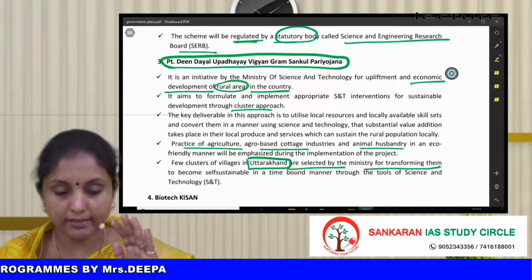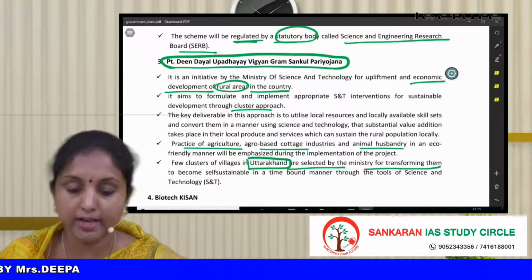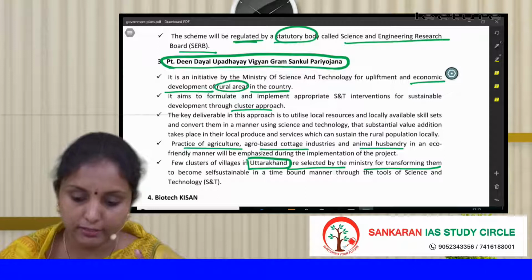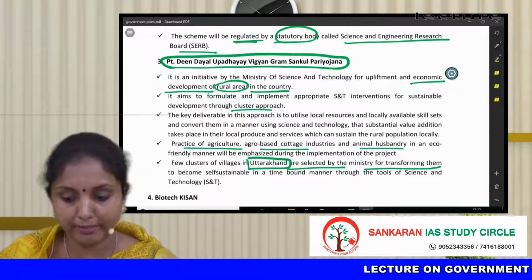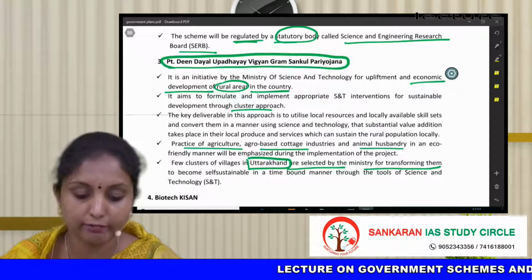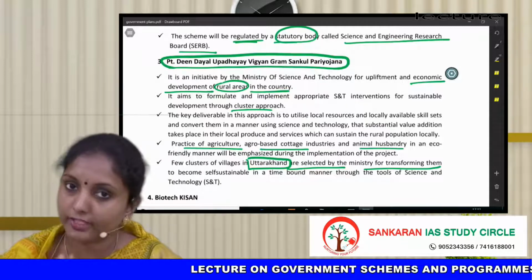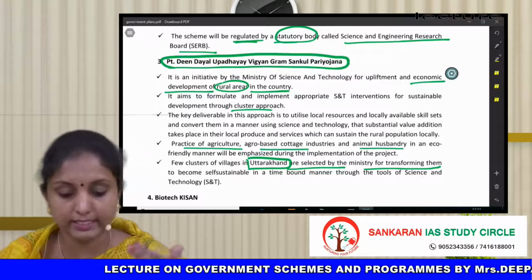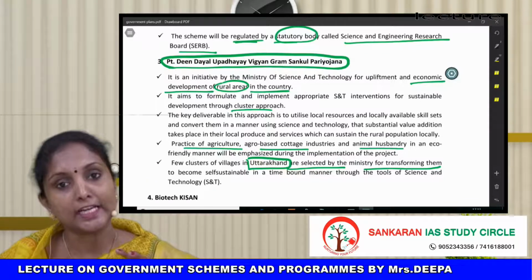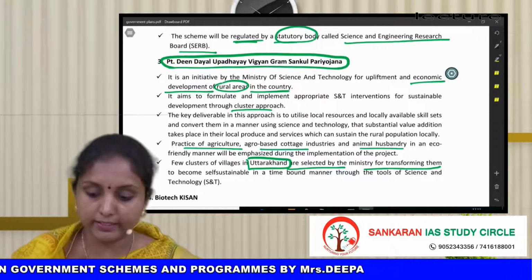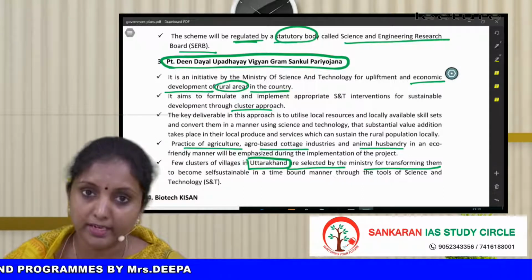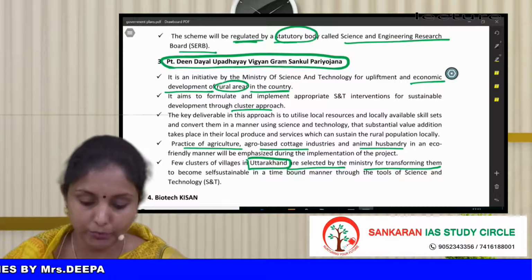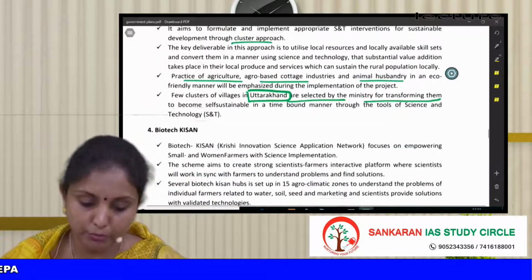So under Pandit Deen Dayal Upadhyaya Vigyan Gramma Sankul Yojana, the first point is to improve or uplift the economic development of rural areas in the country. The first point is important. The second one is it is based on the cluster approach. The third one is it is implemented in Uttarakhand for the first time. Okay, that's about the program.